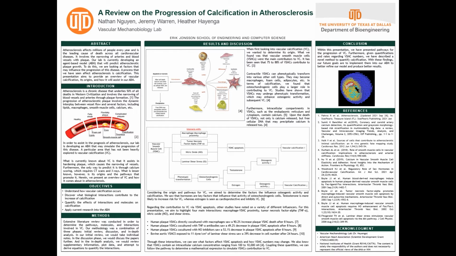Regarding osteochondrogenic cells, we saw that there was a relationship between hormones and osteogenic activity. Studies have shown that testosterone is more likely to increase risk of vascular calcification, whereas estrogen is more cardioprotective and inhibits VC. And this relationship makes sense, as women are less likely to develop atherosclerosis.